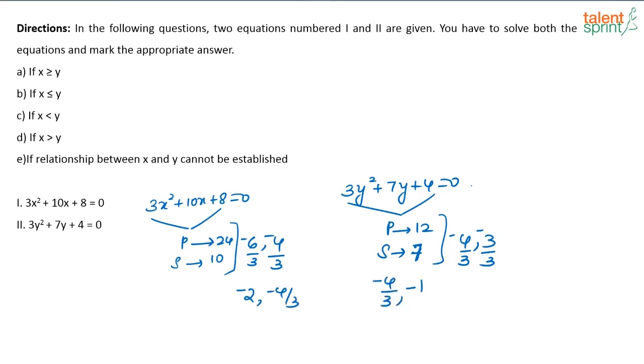So what can you say? What is the relation? I can say y is greater than or equal to x. Right? 4 by 3 means both are the same. Otherwise, y is greater than x. So the answer here is option B. Y is greater than or equal to x. Option B will be the answer.